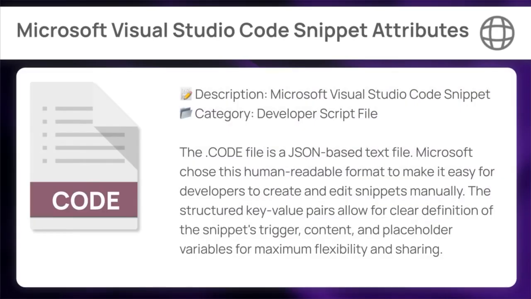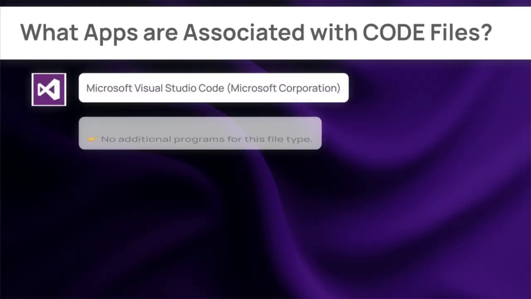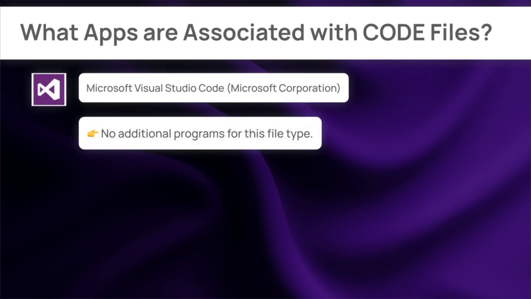Microsoft chose this human-readable format to make it easy for developers to create and edit snippets manually. The structured key-value pairs allow for clear definition of the snippet's trigger, content, and placeholder variables for maximum flexibility and sharing. Your first application to test with CODE should be Microsoft Visual Studio Code from Microsoft Corporation.